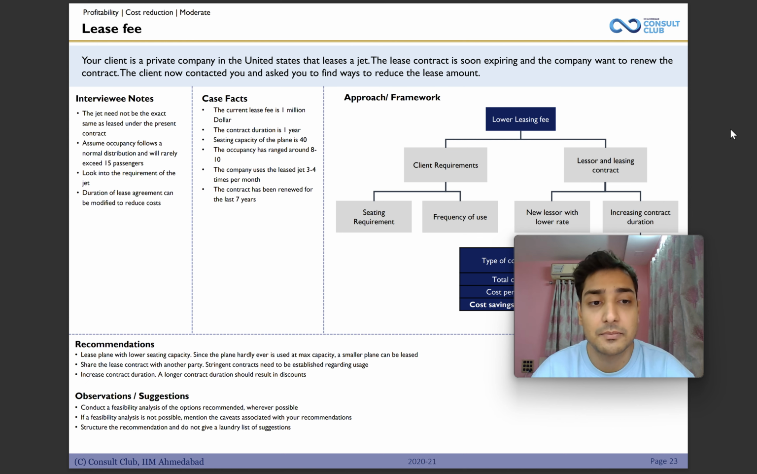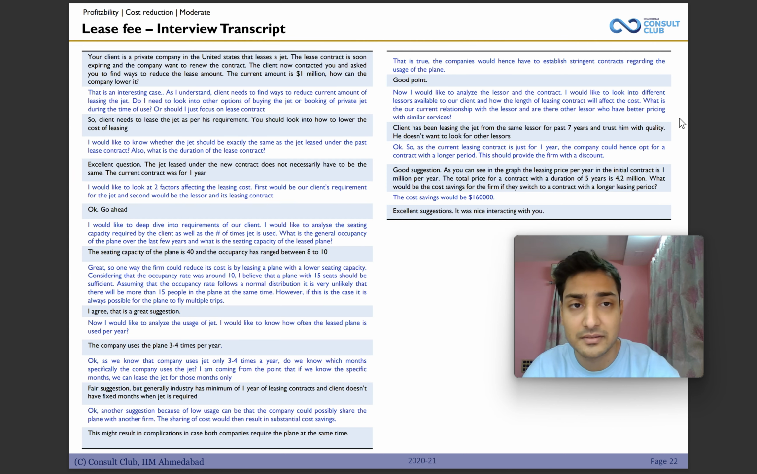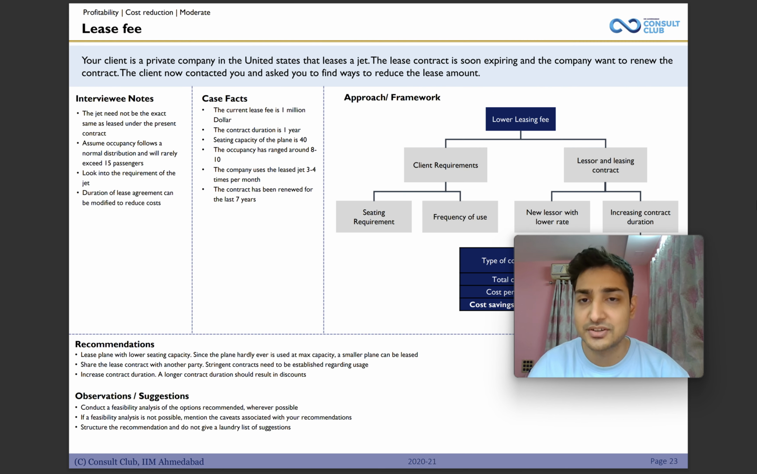Okay, it's 3 to 4 times per month. Or was it per year? It was 3 to 4 times per year. Okay. Sorry, the information is not very accurate, but you get the gist of it. The contract has been renewed for the last 7 years.